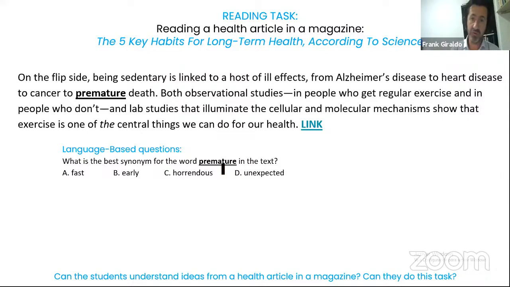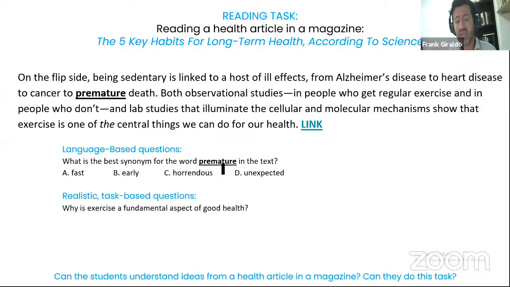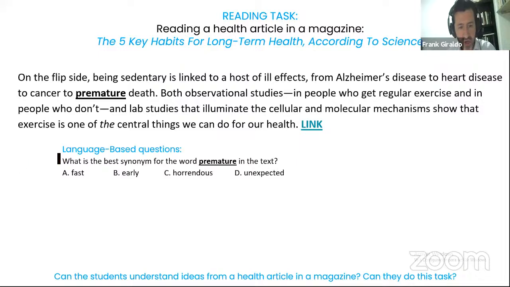However, in real life, when we read text, we need to understand their ideas. So we need to develop task-based questions, questions that you would ask about an article in real life. So here are 2 examples. Why is exercise a fundamental aspect of good health? So this is something you would ask in real life, not like what is the best synonym of the word premature. And that doesn't mean that this question is wrong. No, this is okay for vocabulary as a skill, but not for task development.